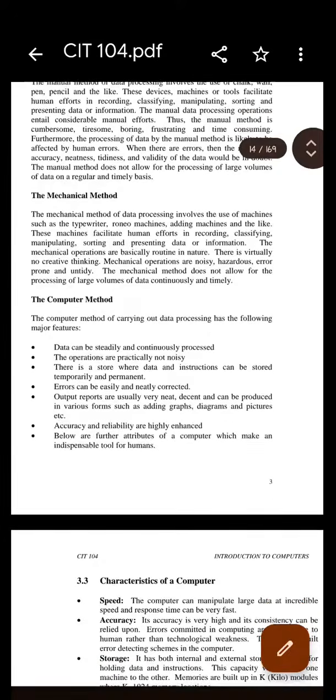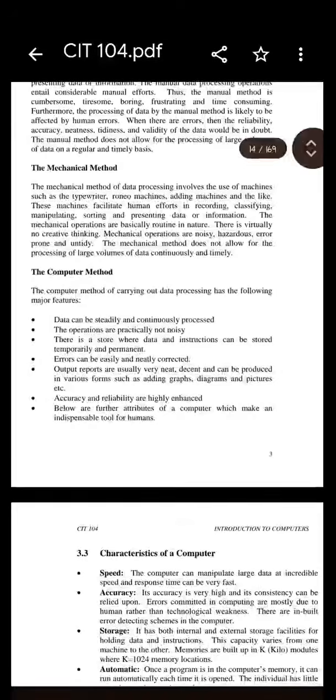So let's continue what we are doing. We're in number 3. That is, there is a store where data and instruction can be stored temporarily and permanently. So I was trying to explain which one stores temporarily. So take note, the RAM stores data temporarily, while the ROM stores information permanently.